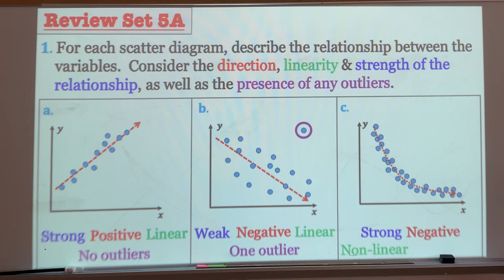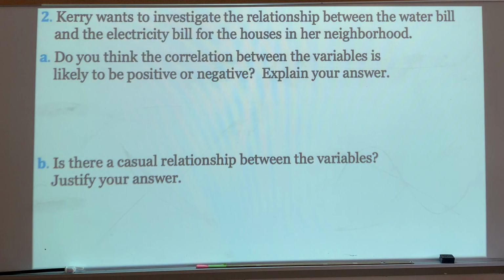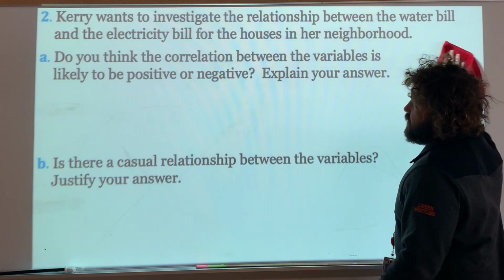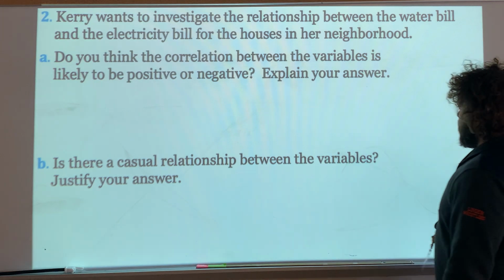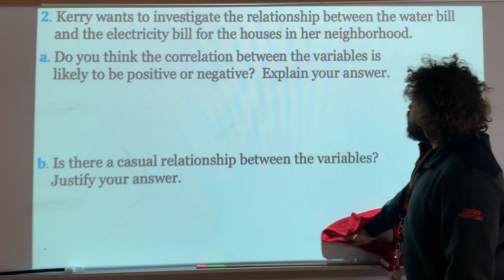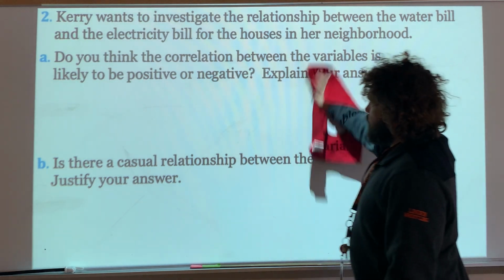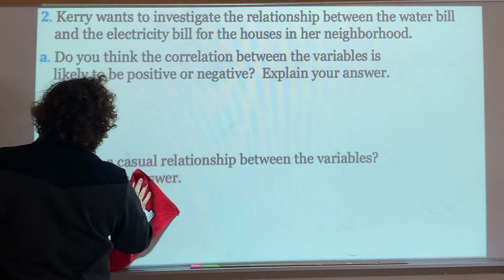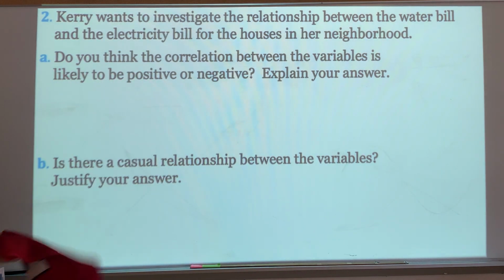So just get a couple more. Number two. Carrie wants to investigate the relationship between her water bill and the electricity bill in her neighborhood. Do you think the correlation between the variables is likely to be positive or negative? Explain your answer.